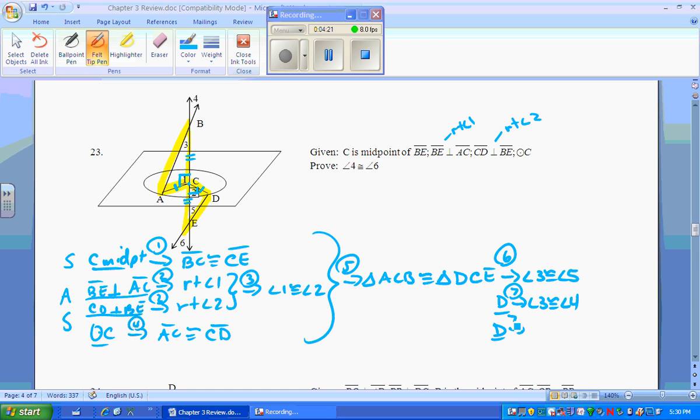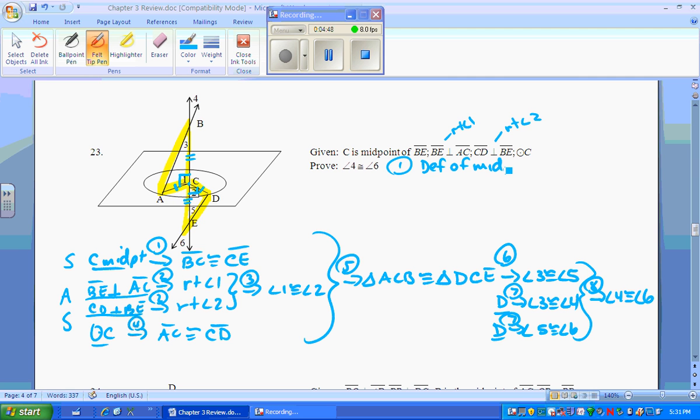And also from the diagram, you know that angles 5 and 6 are vertical. So if 3 is 5 and 3 is 4, and 5 is also 6, that means you know all of them are congruent together. Reason 8, we can prove angle 4 congruent to angle 6. I know that proof was long, but every step you have done before.